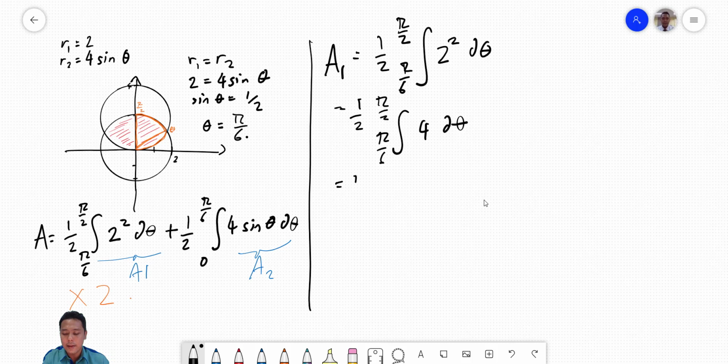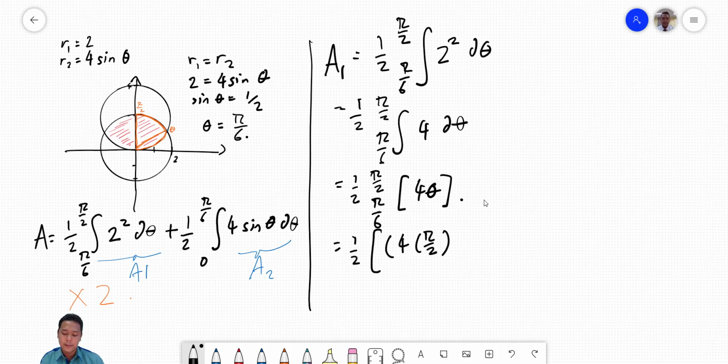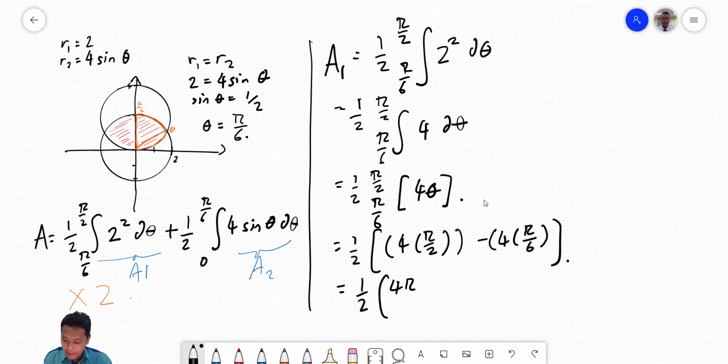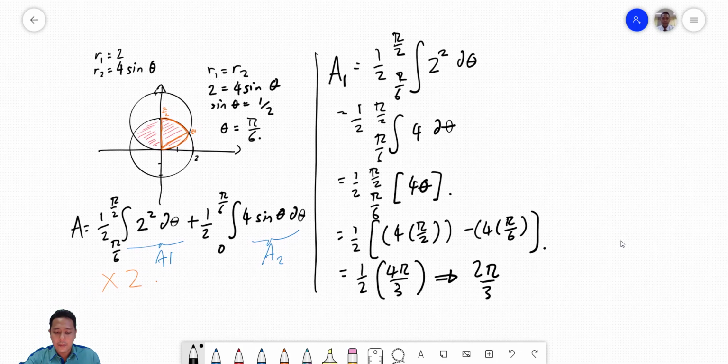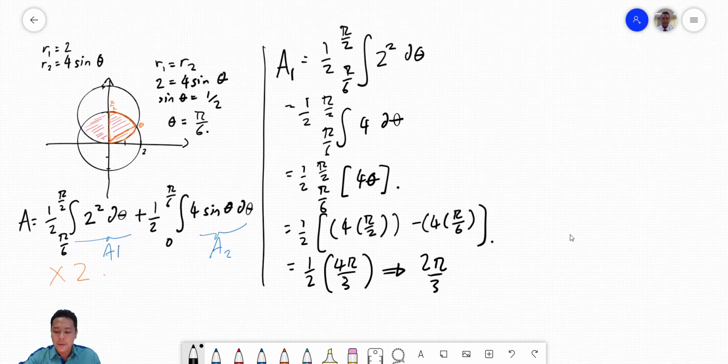For d theta, integrate it directly, becomes 4 theta. Then you replace in the values. We start with pi over 2 first, and then you minus 4 pi over 6. If you calculate this carefully, you will get 4 pi over 3, and becomes 2 pi over 3 unit squared. And let's try to find A2.